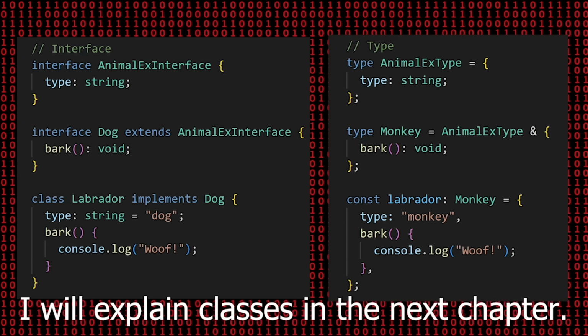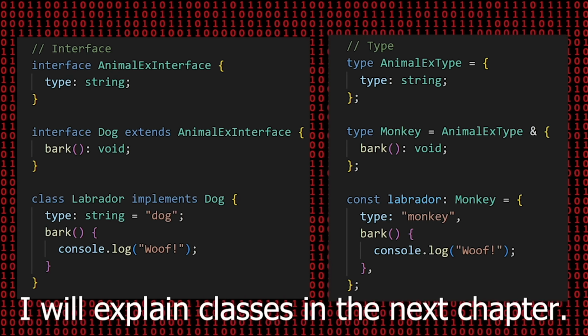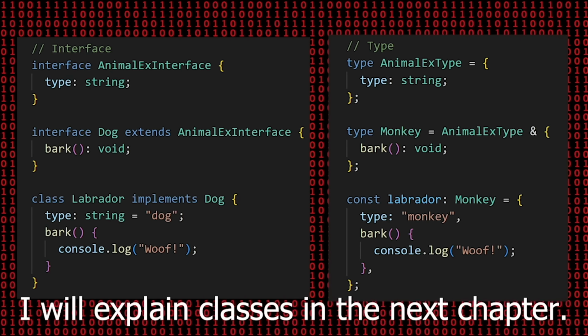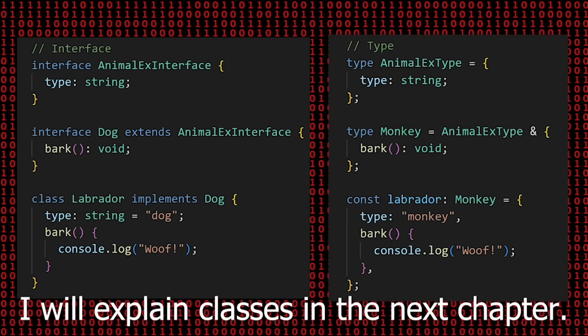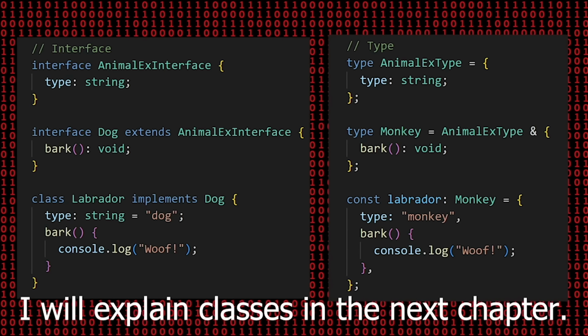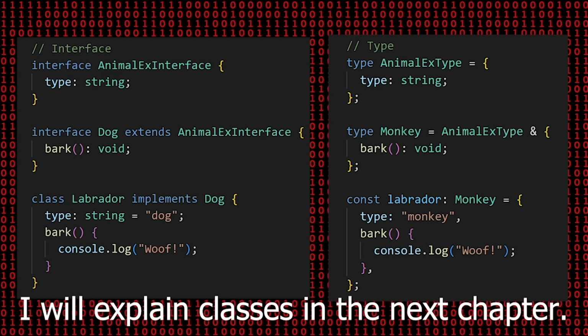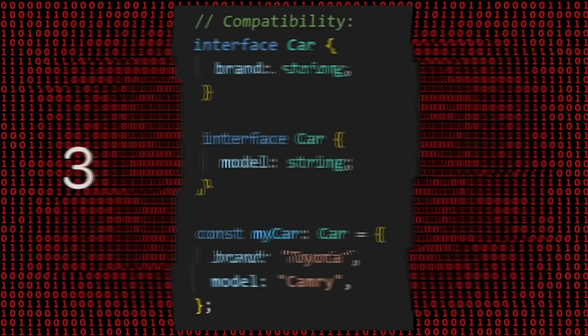Extending and implementing. Interfaces can be extended by other interfaces using the extends keyword and implemented by classes using the implements keyword. Type aliases cannot be extended or implemented directly. However, you can achieve similar results using intersection types.